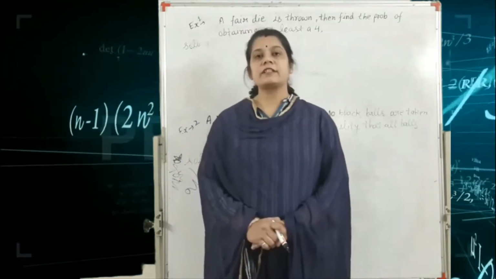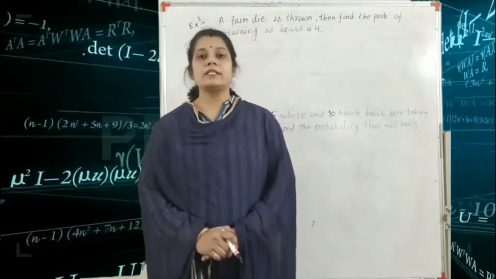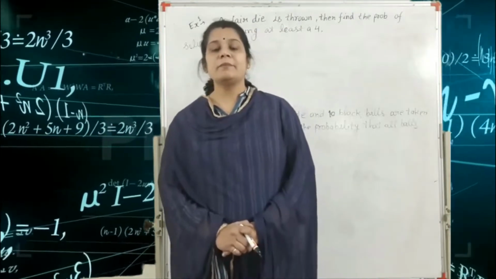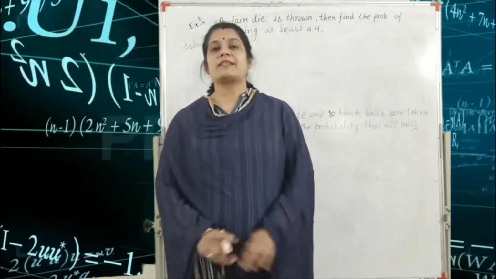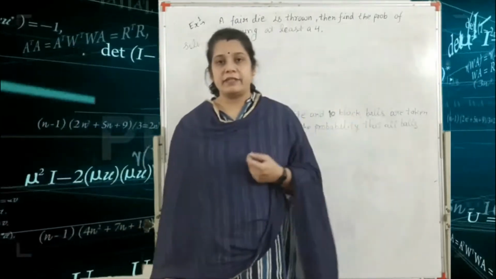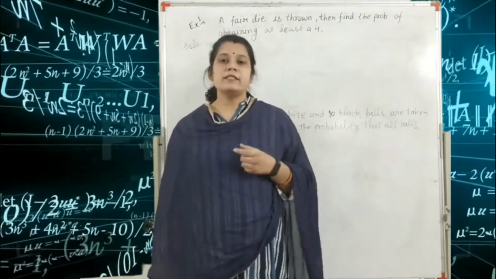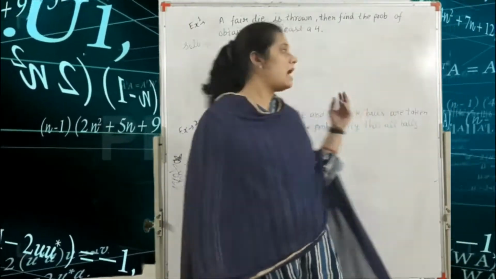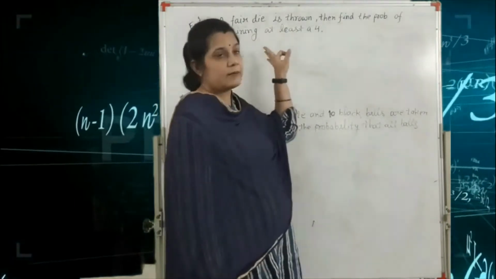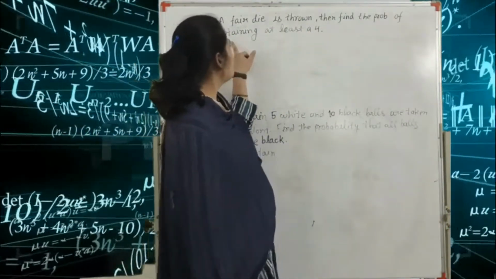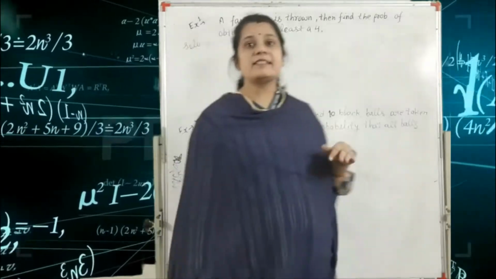In our introductory session, we have already seen the definition of statistics, and the definitions of mutually exclusive and mutually exhaustive events and independent events. In this type of definitions and examples, the first example is: a fair die is thrown, then find the probability of obtaining at least a 4.